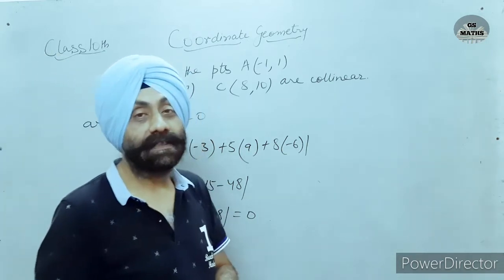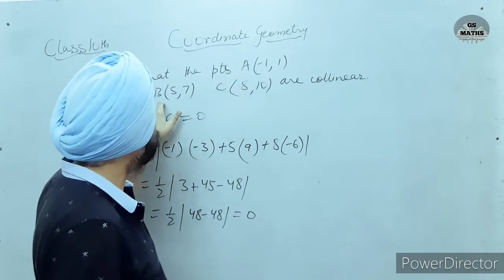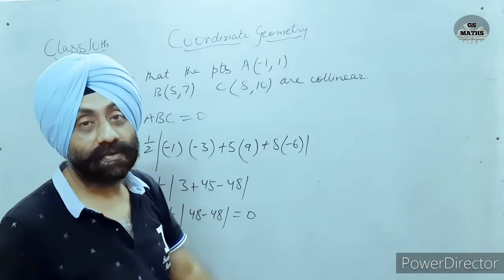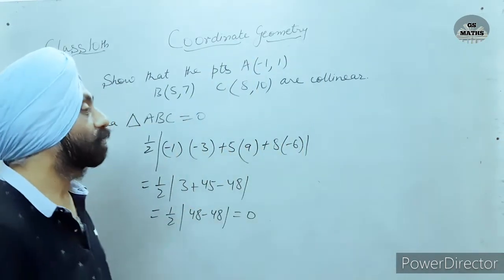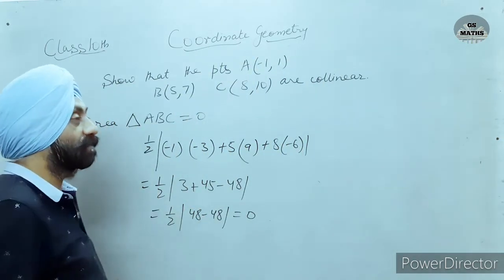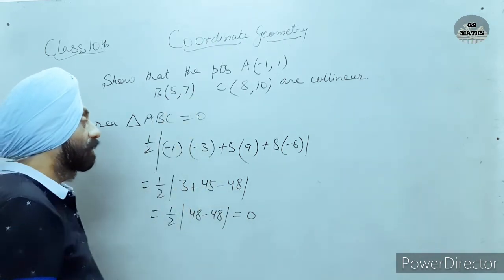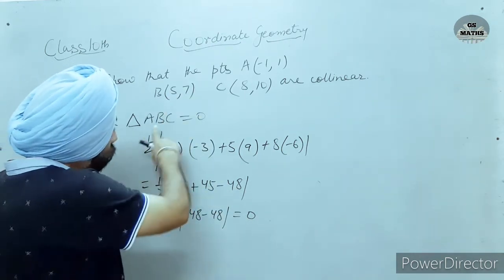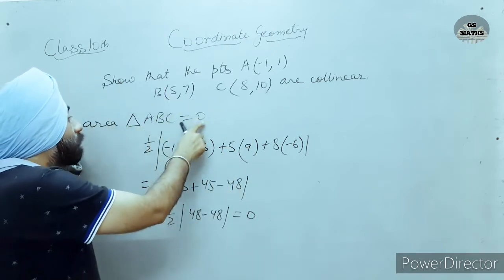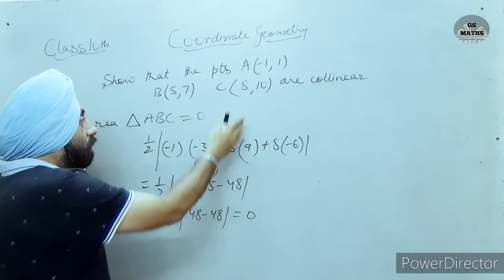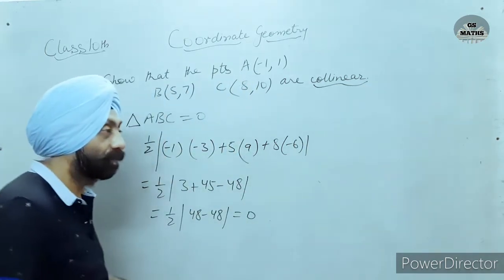If the area of the triangle is equal to 0, then we say the points A, B, C are collinear, right? This is the concept. First, we can use the distance formula AB plus BC is equal to AC. But here I've used the area of the triangle concept. If area of triangle ABC is equal to 0, then we say the points are collinear.